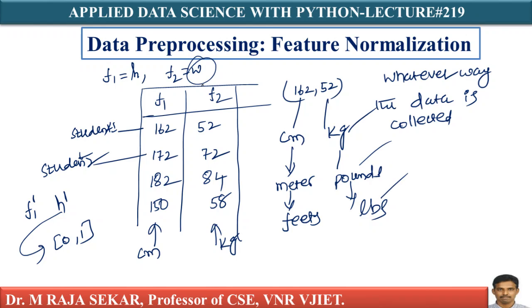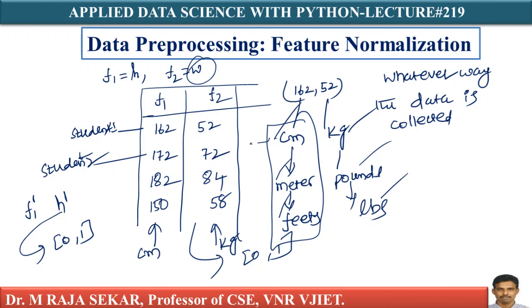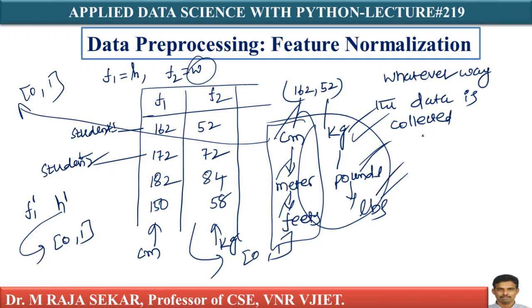I don't care. I will transform all the values in between 0 to 1, isn't it? Whether they are collected in centimeters, meters, or feet, I don't care whether your feature 1 is collected in centimeters, meters, feet. I will transform all of them into values in between 0 and 1. In a similar manner, I don't care whether weight is collected in kgs, pounds, lbs. I will transform them into the closed interval 0, 1.